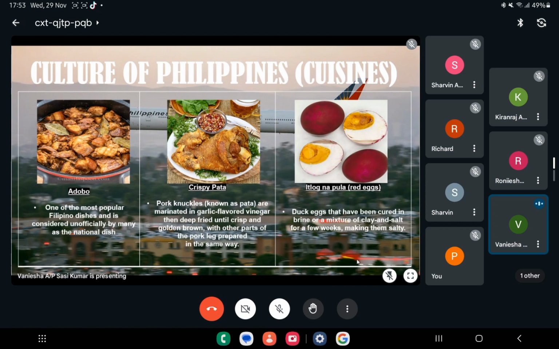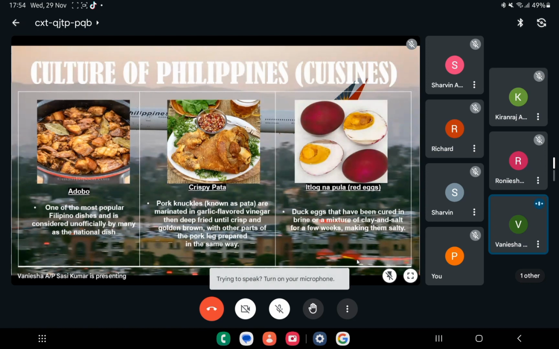The cuisine of the Philippines will be adobo, which is one of the most popular Filipino dishes and is considered unofficially by many as the national dish. The next one would be crispy pata. Pork knuckles, known as pata, are marinated in garlic flavored vinegar, then deep fried until crisp and golden brown, with other parts of the pork leg prepared in the same way.